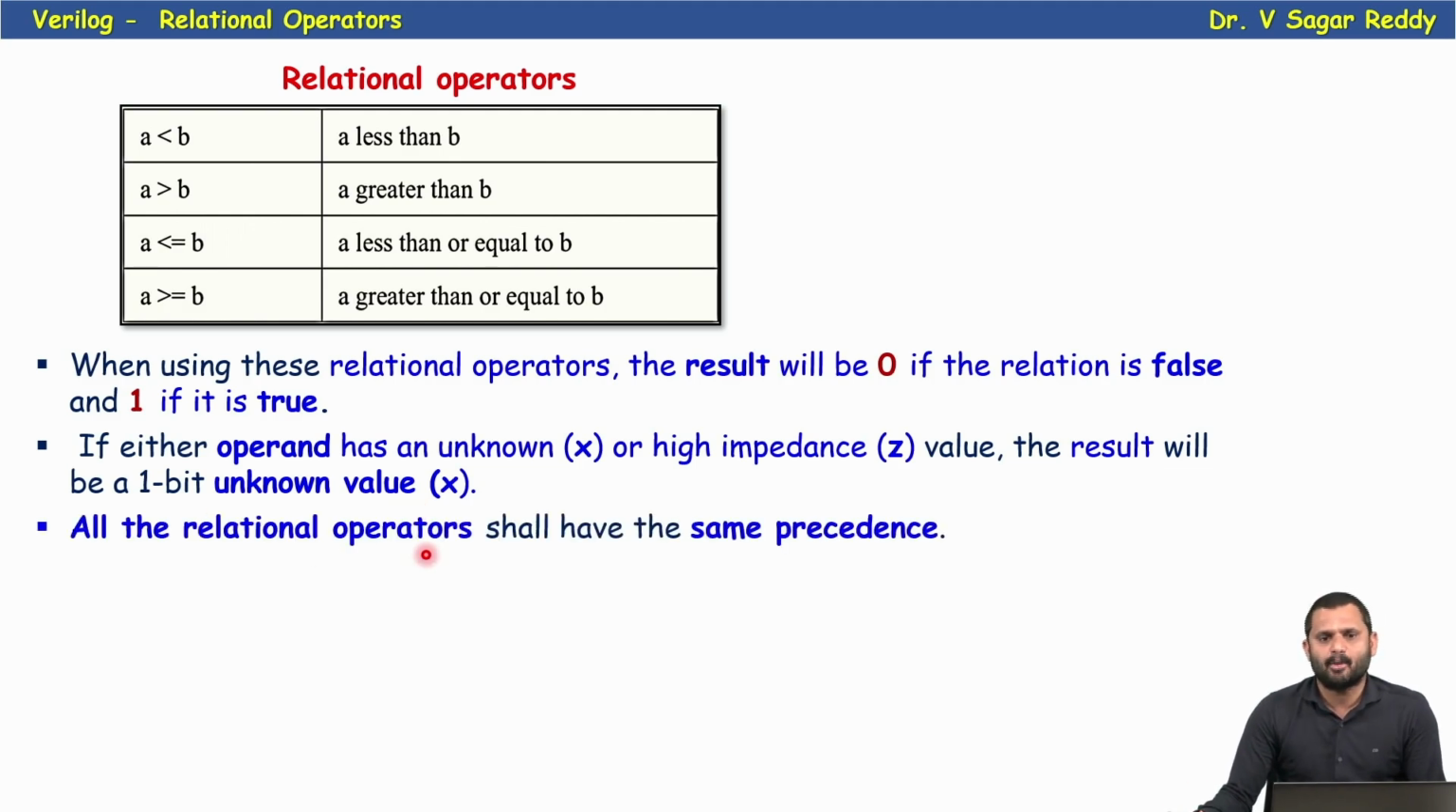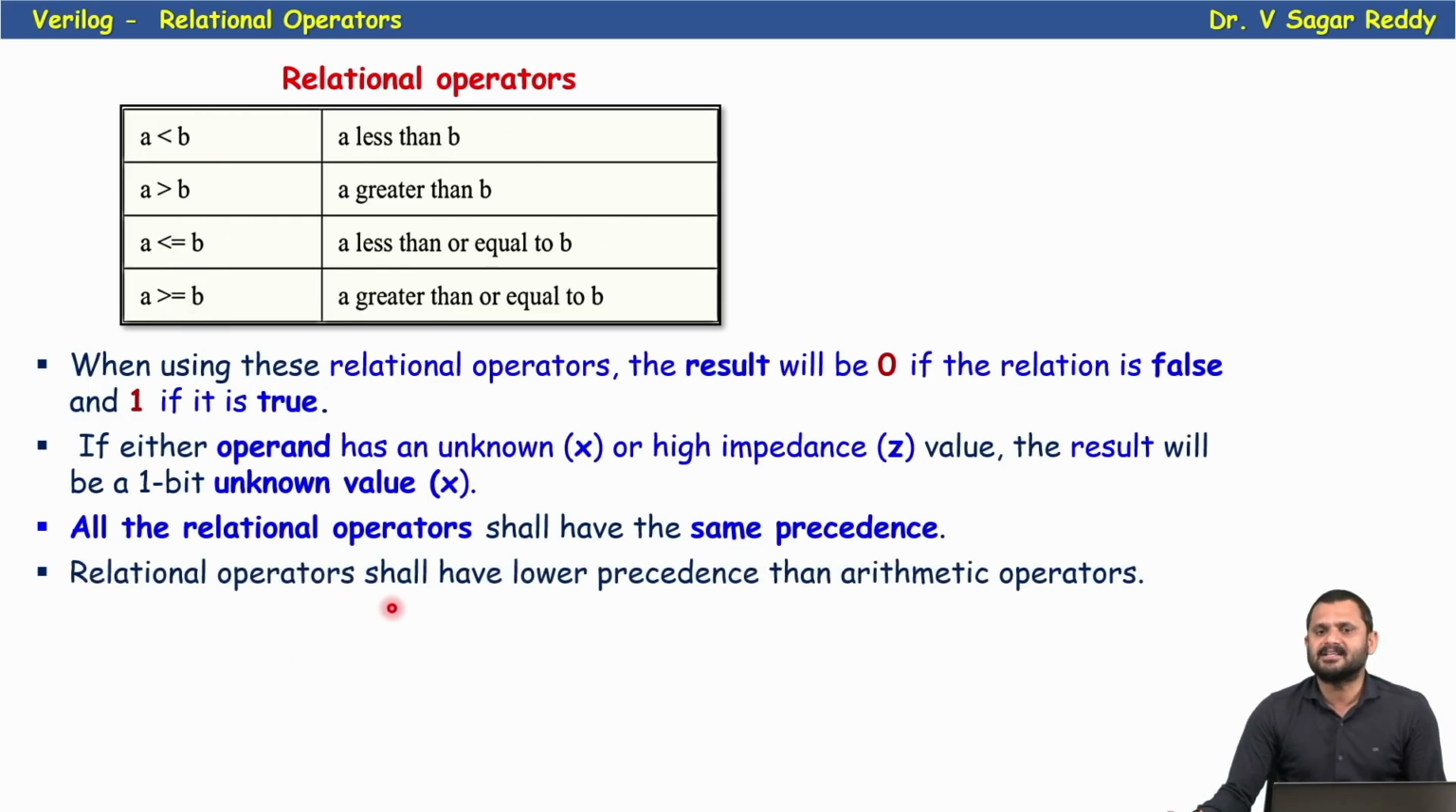Now all the relational operators have the same precedence. Okay, all the relational operators have the same precedence. Relational operators have a lower precedence than arithmetic operators.